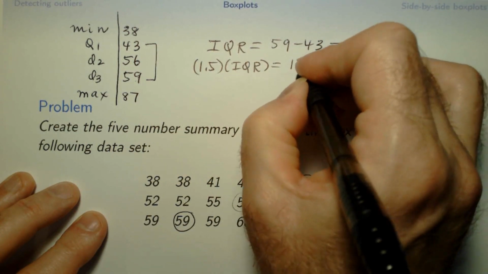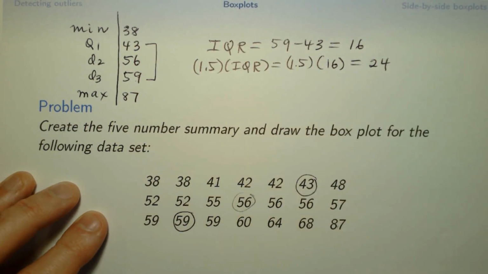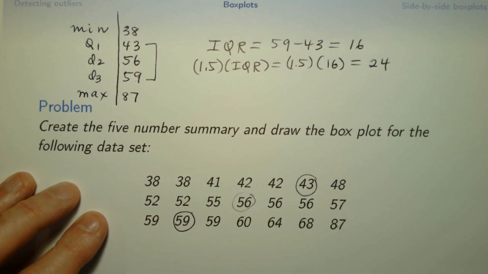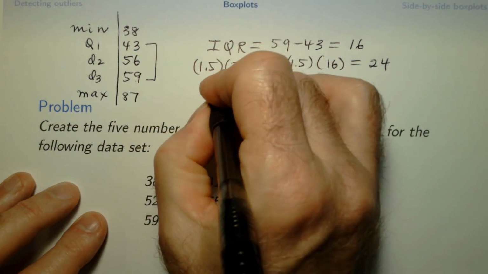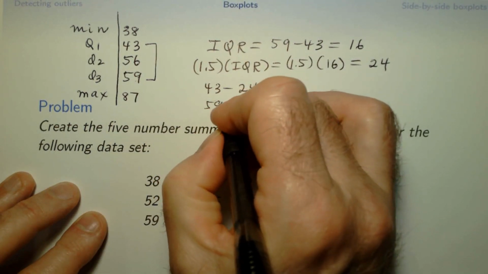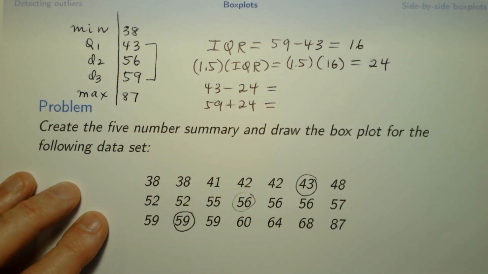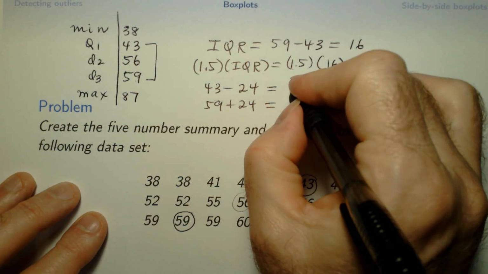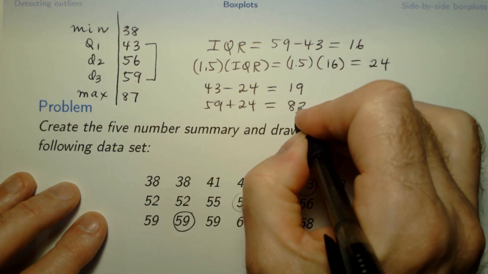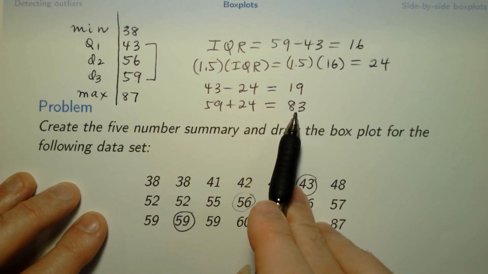So that's going to be 1.5 times 16, which is going to give us 24. And I'm going to use that value in conjunction with Q1 and Q3 to develop my cutoffs. So I'm going to take 43 minus 24 and 59 plus 24 to develop my cutoffs, searching for outlying values. Now 43 minus 24 is 19, and 59 plus 24 is 83. And so we're looking for values that are less than 19 or greater than 83.